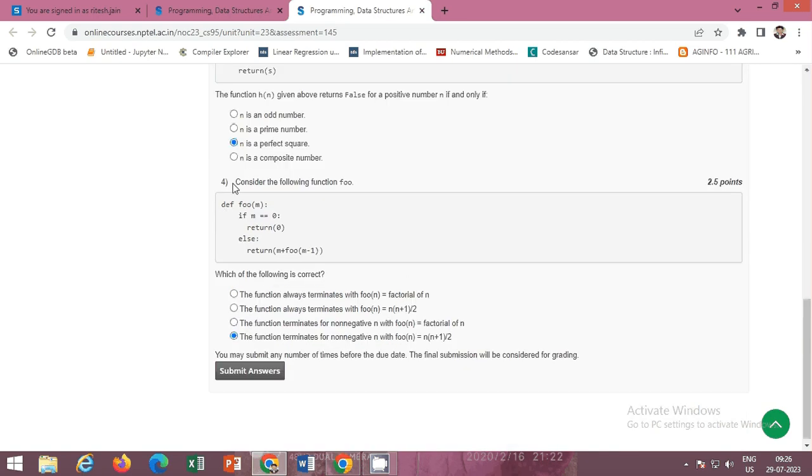Next question is, consider the following function foo. That foo function definition is given here. We have to find out the correct option. So the correct option is the last option, D. The function terminates for non-negative n, with foo(n) equal to n times (n plus 1) divided by 2.